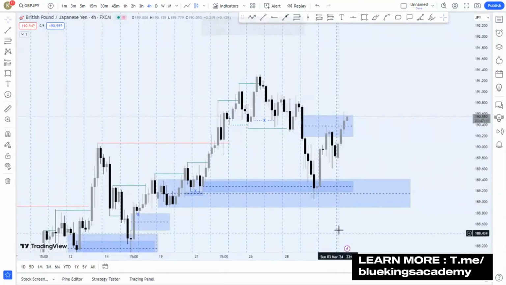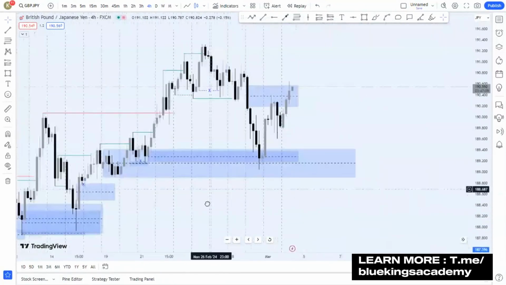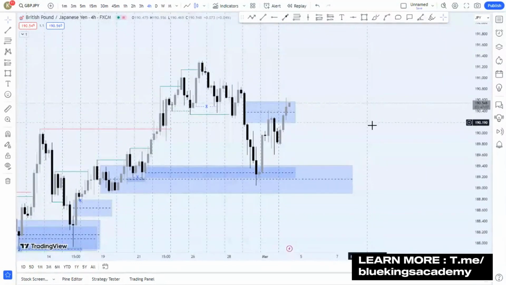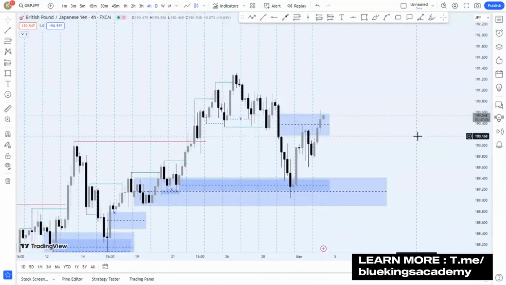Now take a look at this. This is my 4 hour chart. I want to make this very easy to understand, that's why I'm using the 4 hour chart. But this applies on every time frame. But the main time frames to build your trade idea from are daily and 4 hours.